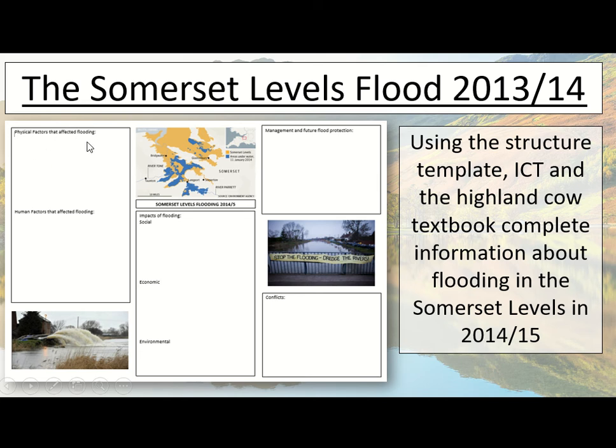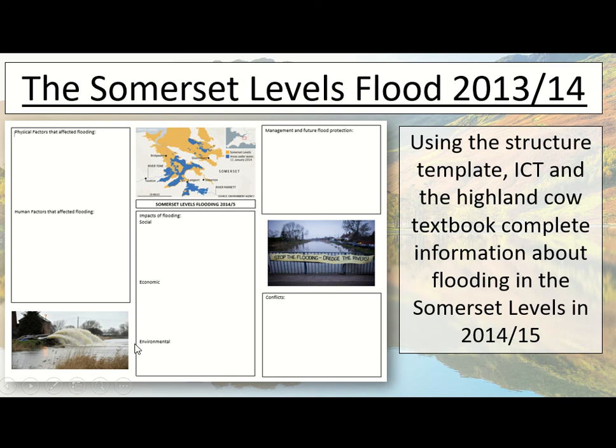So physical factors, we mainly talk about rainfall patterns. And human factors, we're looking at building on floodplains, maybe urban areas within the landscape. So try and link in physical and human factors that lead to and maybe are affected by the flooding in some way. Then there are the impacts of flooding, so the social, economic and environmental impacts of flooding. So try and divide up the impacts into these 3 categories.